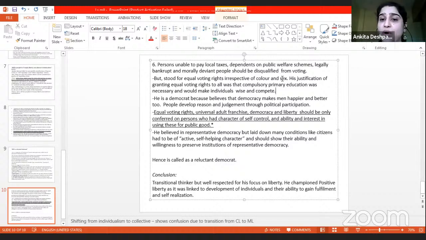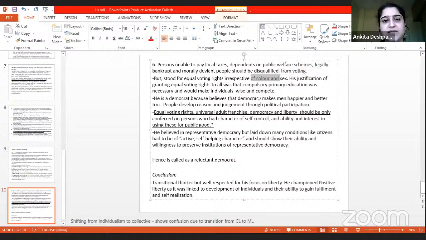and equality of opportunities in employment also. So that's one of the very positive points of J.S. Mill, that even if he may be a reluctant Democrat, he is not talking about racism and he is not talking about sexism. He's against both of it.